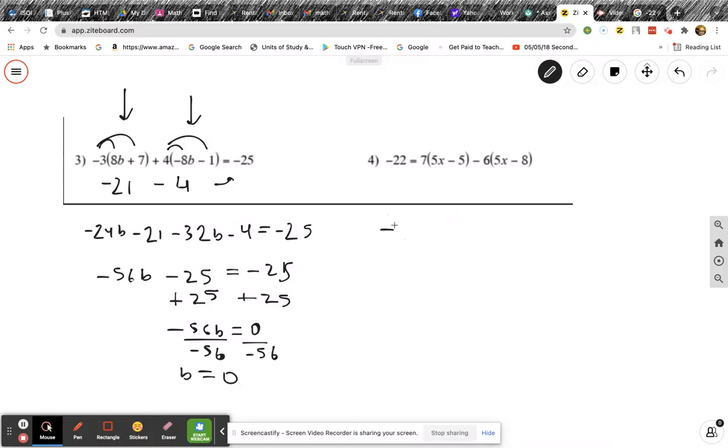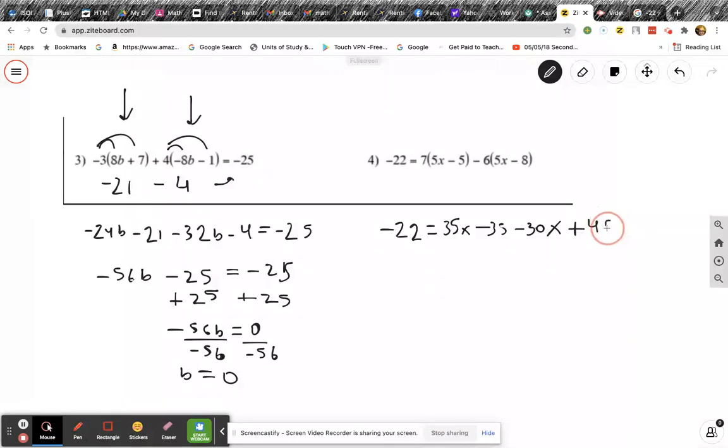Here, same thing. We want to distribute that 7. So 7 times 5x is 35x. 7 times negative 5 is negative 35. Negative 6 times 5x is a minus 30x. Negative 6 times negative 8 is a plus 48.